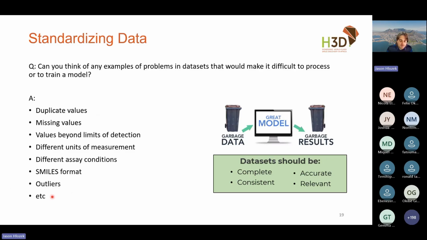And then, of course, considering if you've got many outliers, different chemical space, or very active or very inactive compounds, how do you deal with that? Is it a problem for your model? So these are all examples that you would maybe want to look for that would affect whether the data set is complete, accurate, consistent, and relevant.